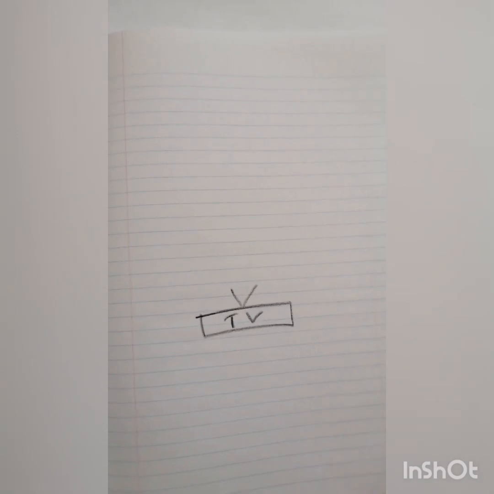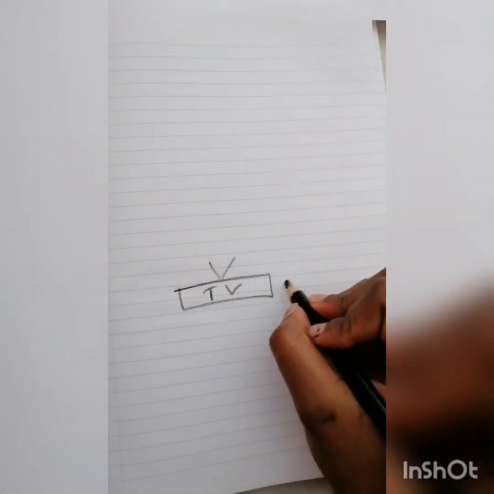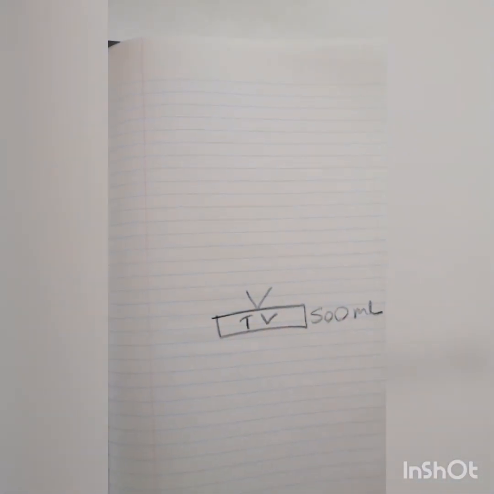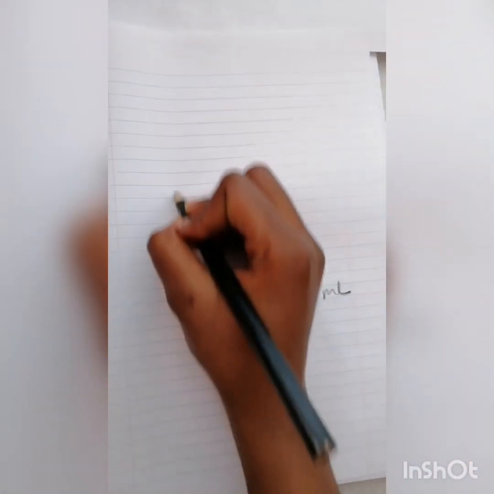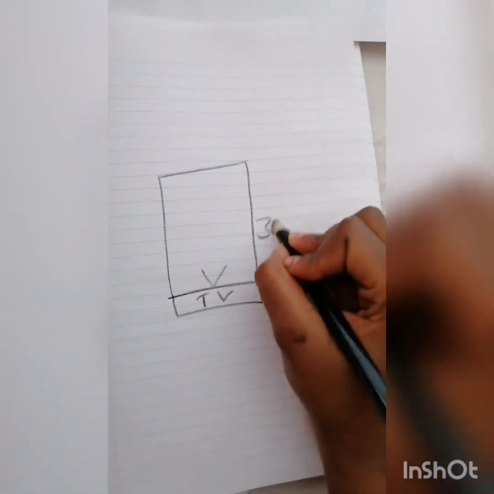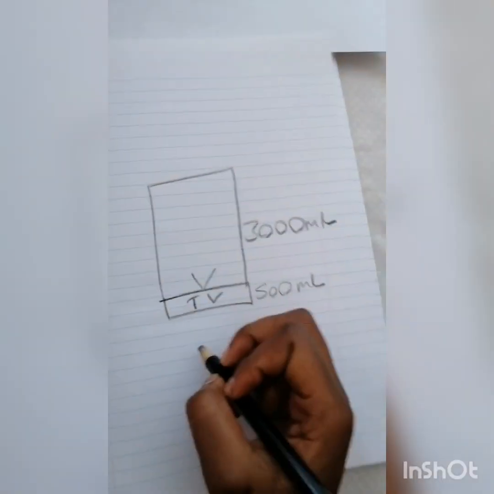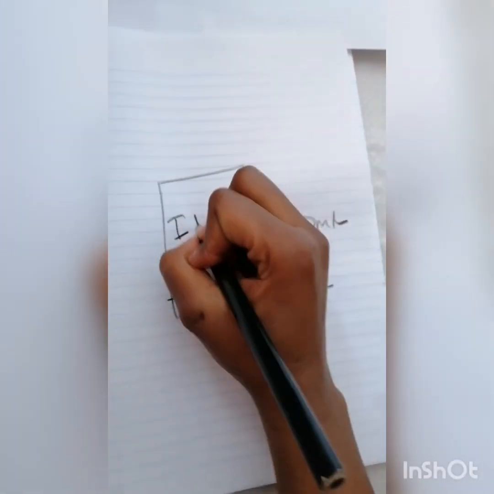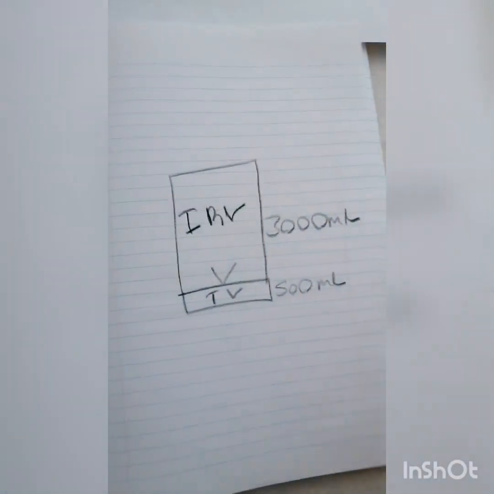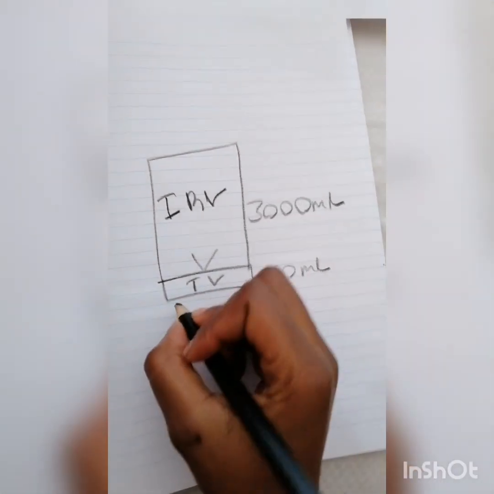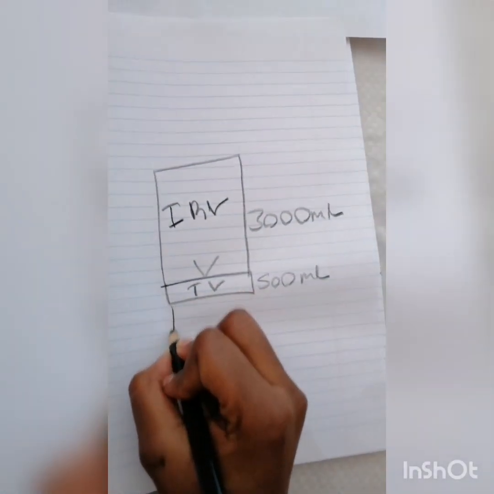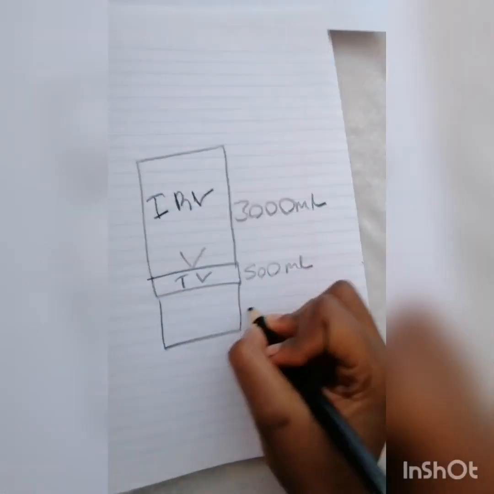Tidal volume. This is simply volume of air inspired and expired with each normal breath, and it is about 500 milliliters. We have inspiratory reserve volume. This is air inspired above tidal volume. It is about 3000 milliliters. We also have expiratory reserve volume, which is air expired above tidal volume, and it is about 1100 milliliters, so it should be a little bit bigger than 500, like so.